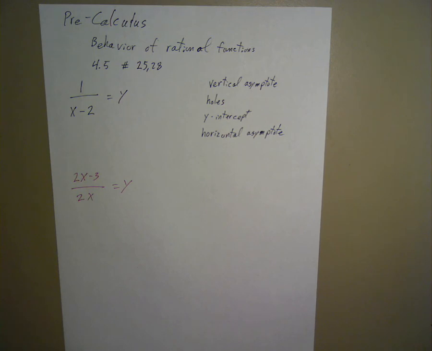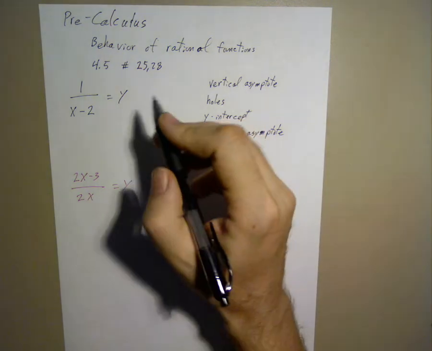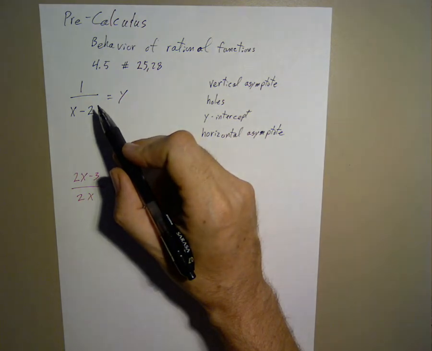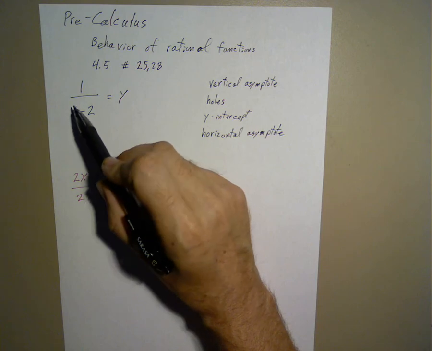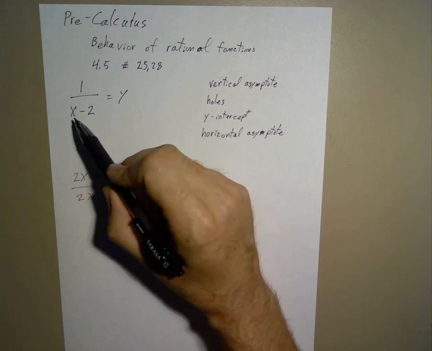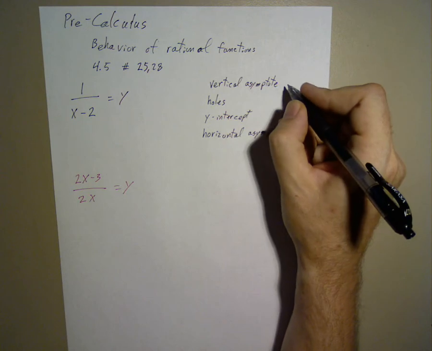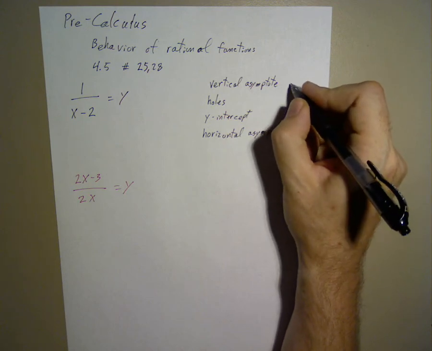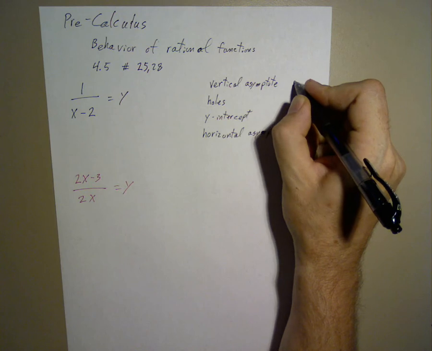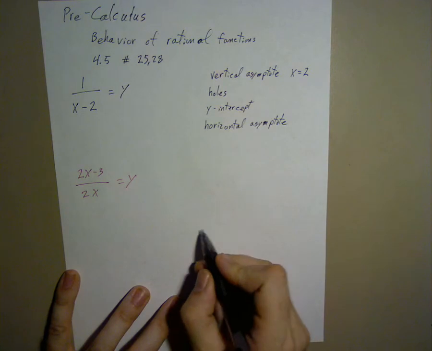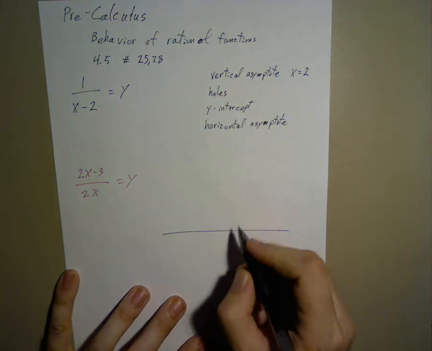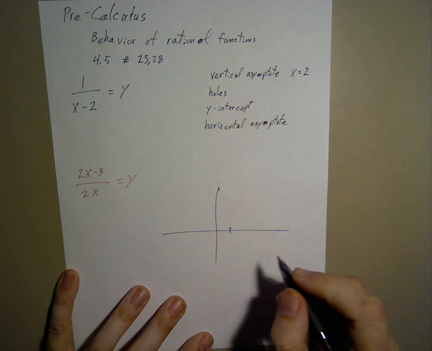Vertical asymptotes happen when the denominator of the function equals 0. In this case, when we have 1 over x minus 2, the denominator, x minus 2, equals 0 when x equals 2. Therefore, we can see that at x equals 2, we have a vertical asymptote. This means the function will look something like this.